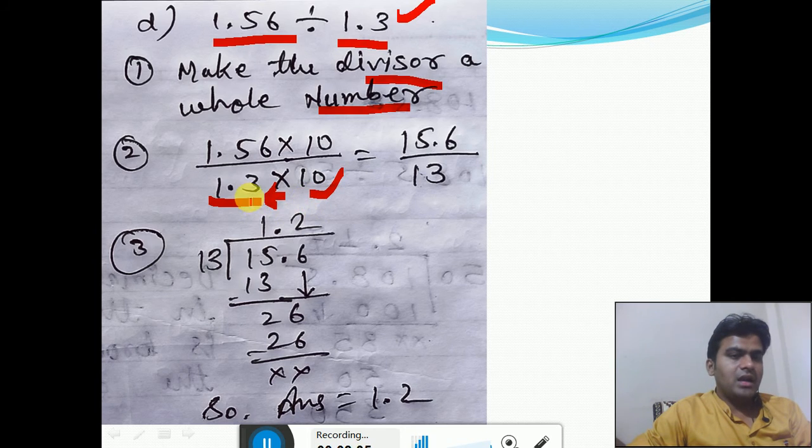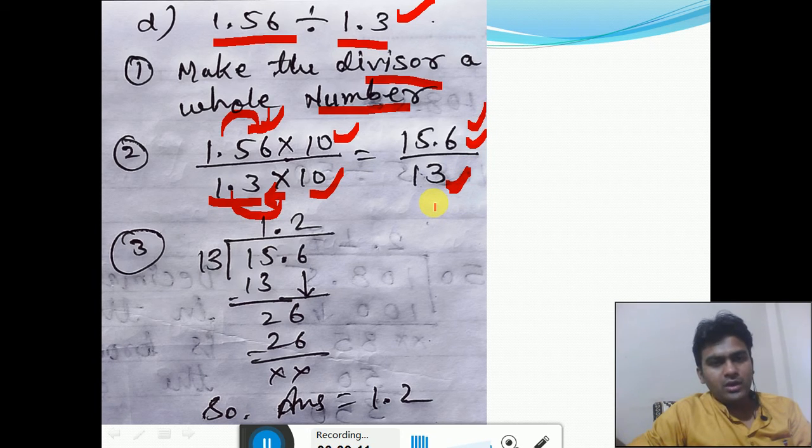So when we multiply it by 10, the decimal will move to the right hand side and the number will become 13. If we are multiplying the divisor by 10, we have to multiply the dividend also by 10. So the decimal also moves to the right, and now this number will become 15.6. Now you have the dividend 15.6 and the divisor 13. Here 13 is a whole number, so easily we can divide 15.6 by 13.